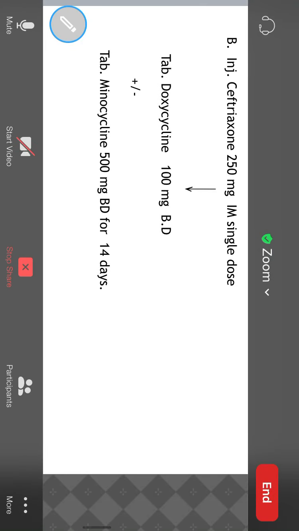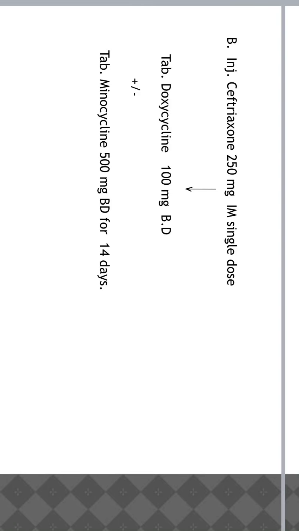Then sometimes if the patient has severe pain, what do we do? We give a ceftriaxone injection IM stat and then follow with doxycycline 100 milligram BD for 14 days, or you can give minocycline available in the market. Minocycline is similar to doxycycline.